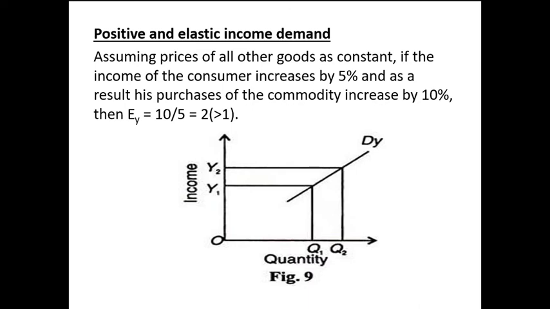Then we will study about the different types of income elasticity, under which the first one is positive and elastic income demand. Positive and elastic income demand. So here in this case, a percentage change in price, not price, income. Percentage change in a consumer income. Let us suppose 5% is increased.